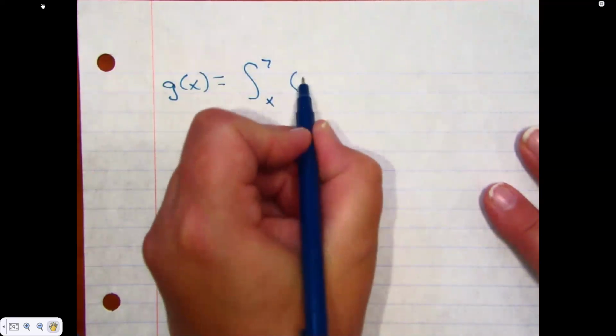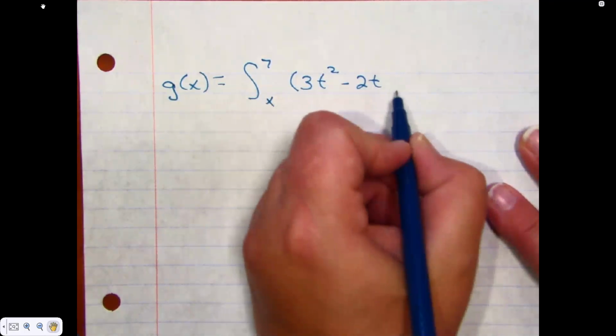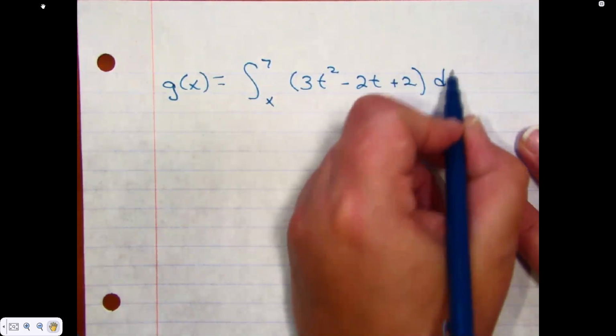Let's do 2 more like this, and then we'll go to the hard ones. Okay, all right, so let's do, okay, yes. G of x equals the integral from x to 7 of 3t squared minus 2t plus 2 dt.